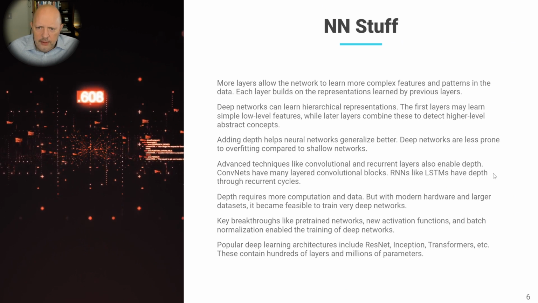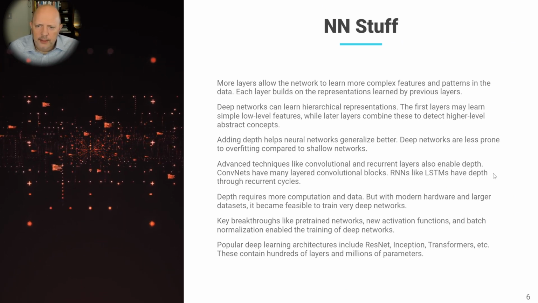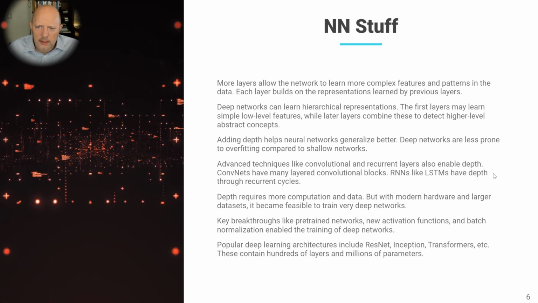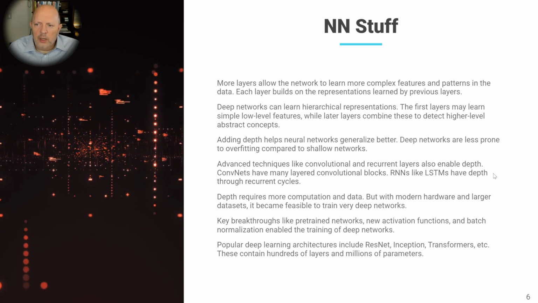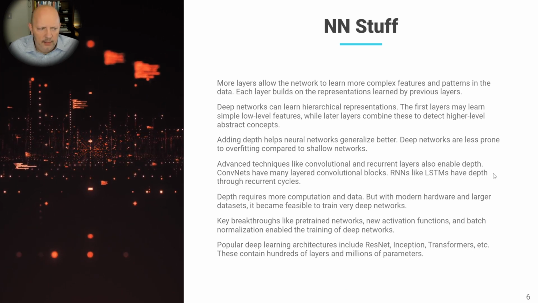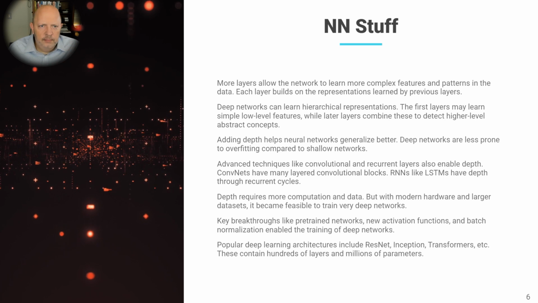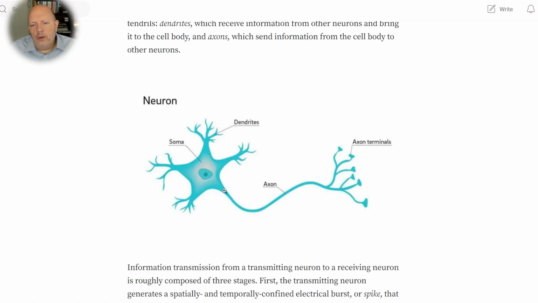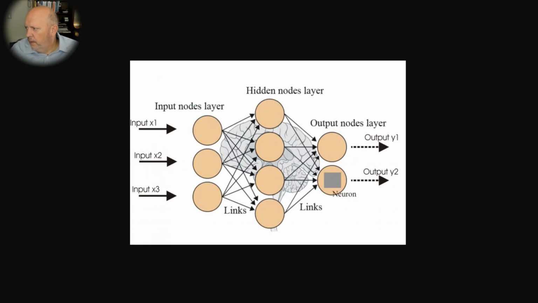Now, a couple of just random things I was thinking about when I wrote this. More layers allow the network to learn more complex features. And when we think about that, if we have this, we can't learn a whole lot. But let me get a video up of a lot of neurons.